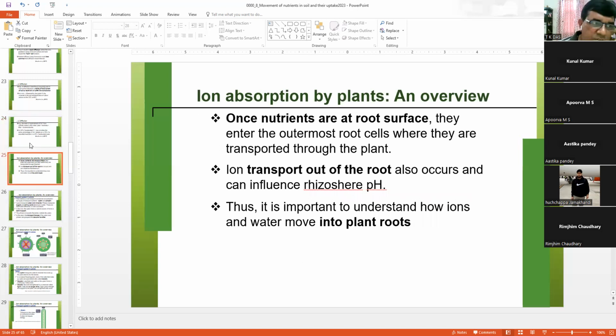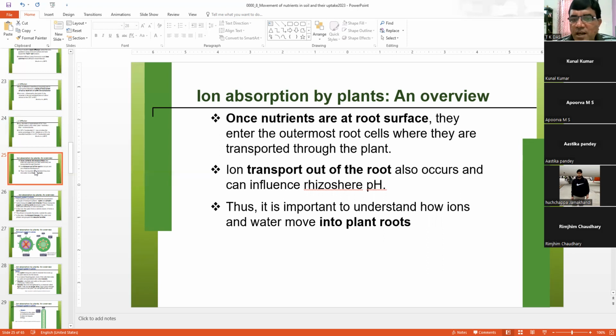Now, ion absorption by plants. Up to now, you have seen that whether the root is reaching the ions or molecules, or the nutrients themselves are going to the root, nutrients are coming near to the roots from the soil solution. They are reaching by interception, by mass flow, or by diffusion. Now they have come in contact with the roots, which is not the complete uptake. Uptake of nutrients will happen when these nutrients enter inside the cell. When they are inside the cell, then we can say nutrient uptake has happened.